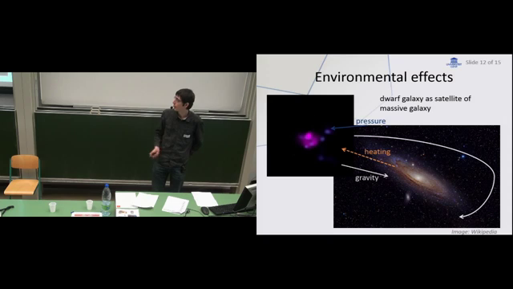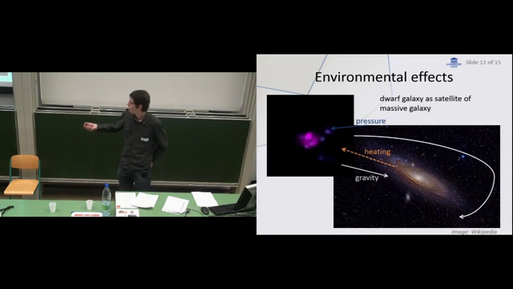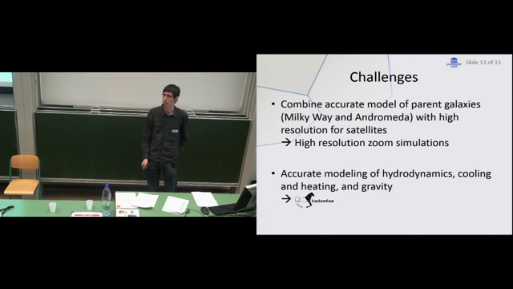Then if you take one of our dwarf galaxies over here and make it orbit a large galaxy like Andromeda, you also have to take into account the effect of Andromeda on our galaxy. So there will be a large gravitational pull from Andromeda, which can affect the structure of our halo. We also have radiation coming out of Andromeda, which might heat the gas inside the halo. And Andromeda is surrounded by a very hot intergalactic medium, which can also exert pressure on your galaxy. So we also need to take this into account in our simulations. So in the end, what we want to do is combine a very detailed simulation of both our dwarf galaxy and the Milky Way and Andromeda.